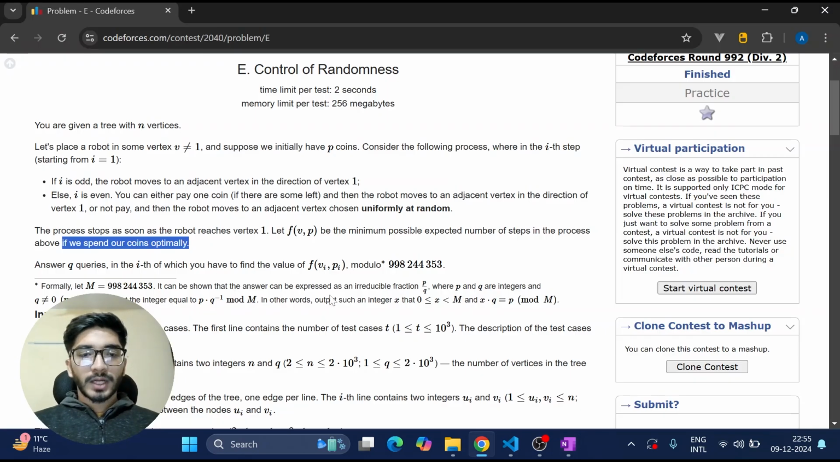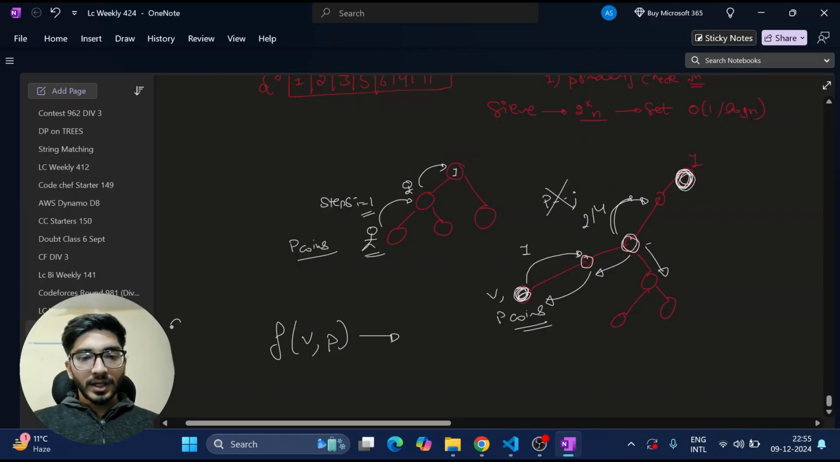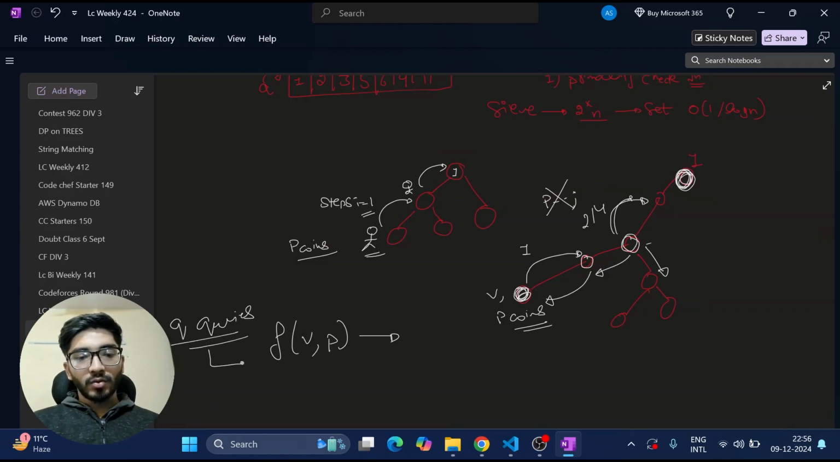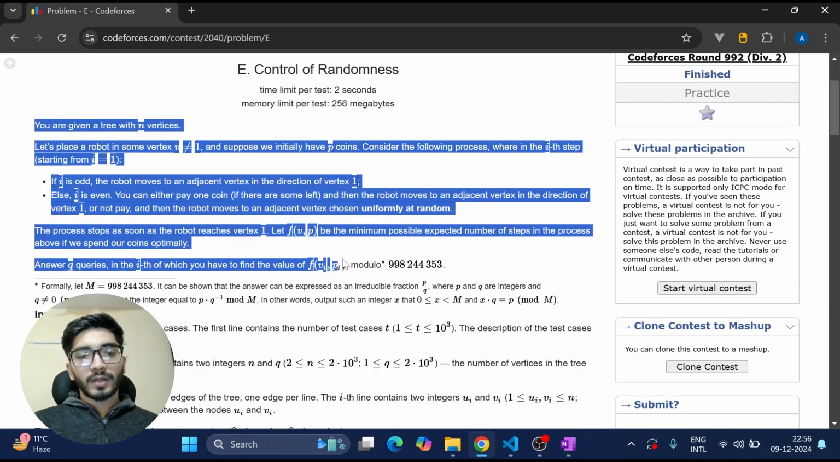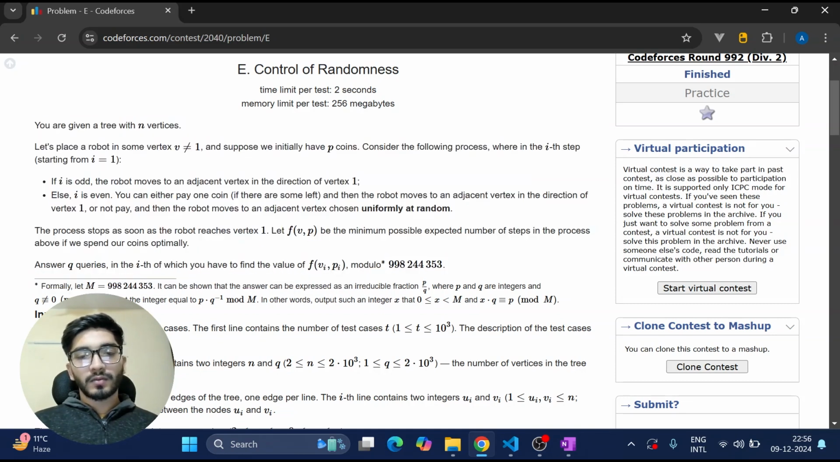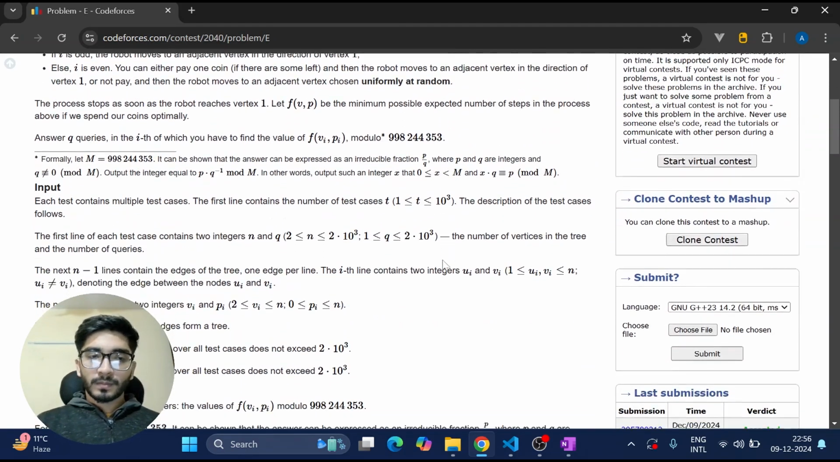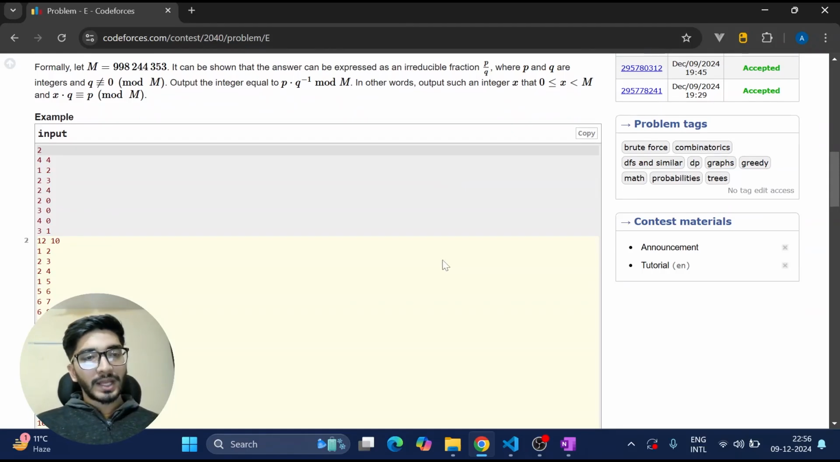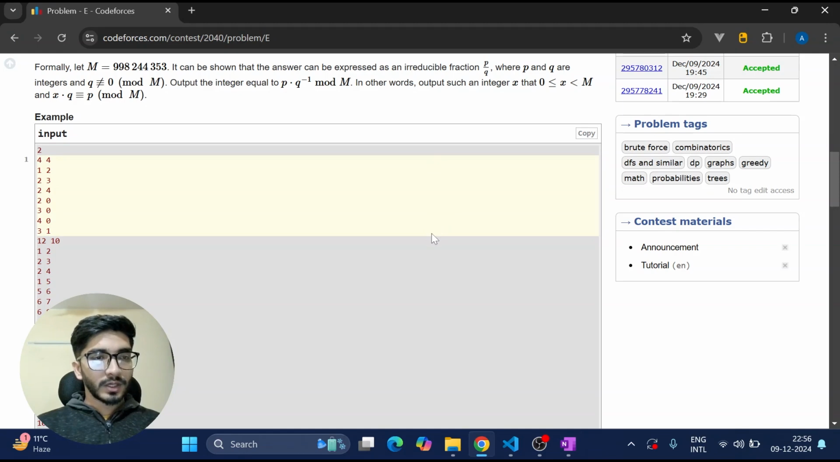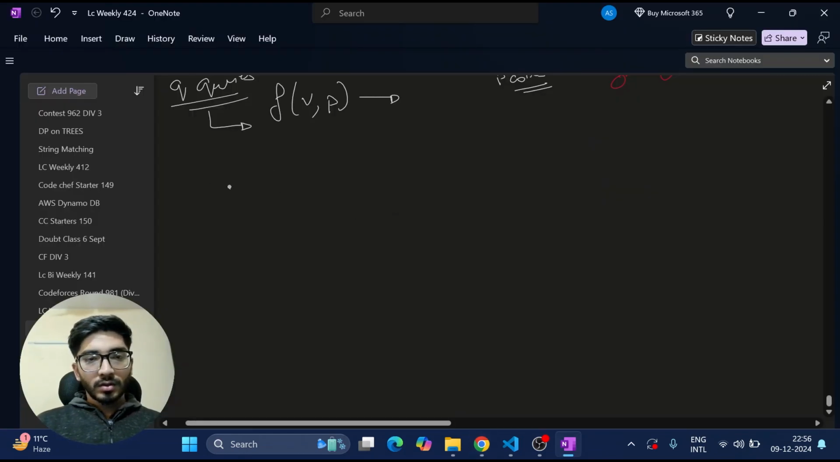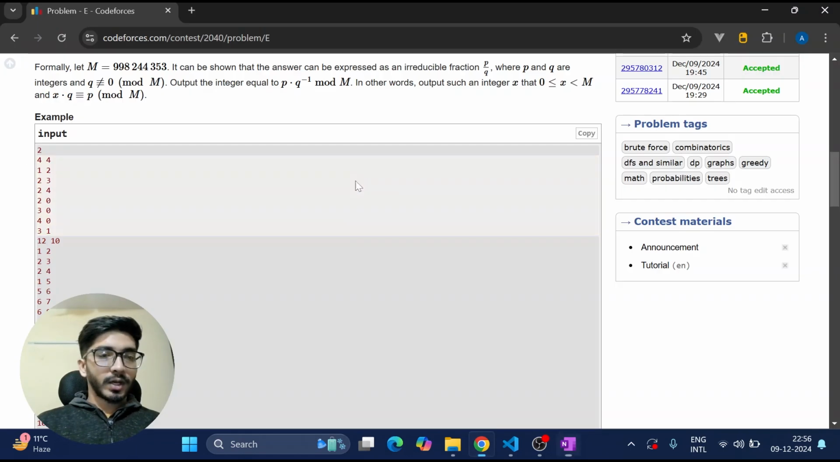So this was the problem statement, and there will be Q queries of this kind that we need to answer. If the answer is very large, we have to take the modulus with this particular prime number. If we take the first example, total n is 4 and there will be 4 queries.